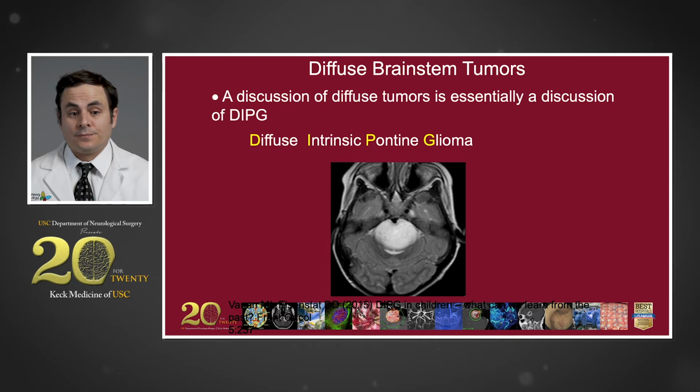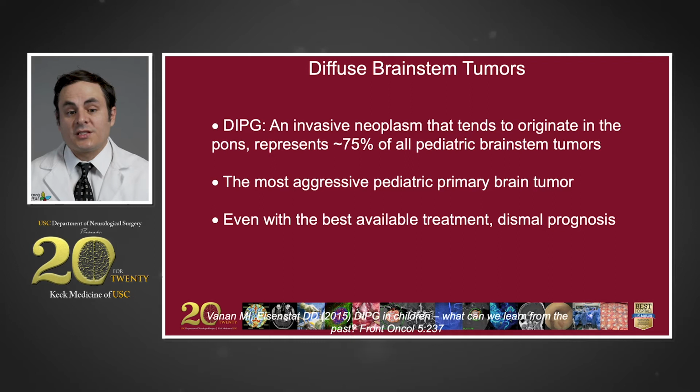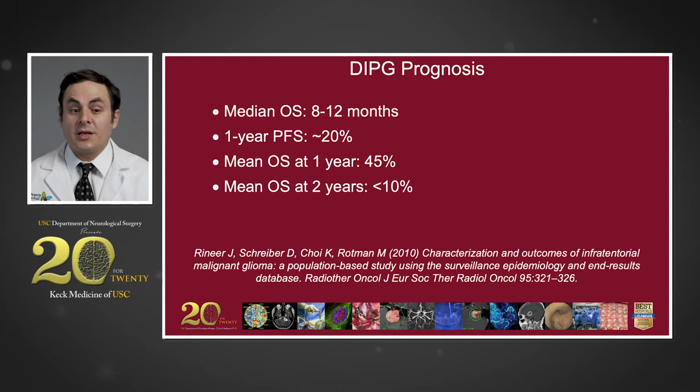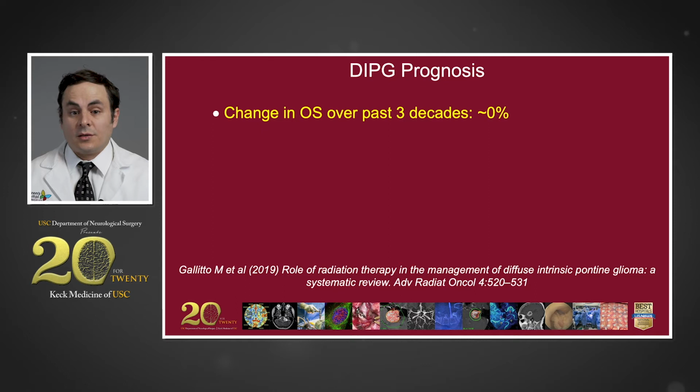DIPG is an invasive neoplasm that tends to originate in the pons, and it represents approximately 75% of all pediatric brainstem tumors. It represents the most aggressive pediatric primary brain tumor, and even with the best available treatment, it has a dismal prognosis. Some statistics on prognosis for DIPG include a median overall survival of 8 to 12 months, a one-year progression-free survival of approximately 20%, a mean overall survival at 1 year of 45%, and a mean overall survival at 2 years that's extremely low. What's more is that the change in overall survival over the past 3 decades has been just about 0%.